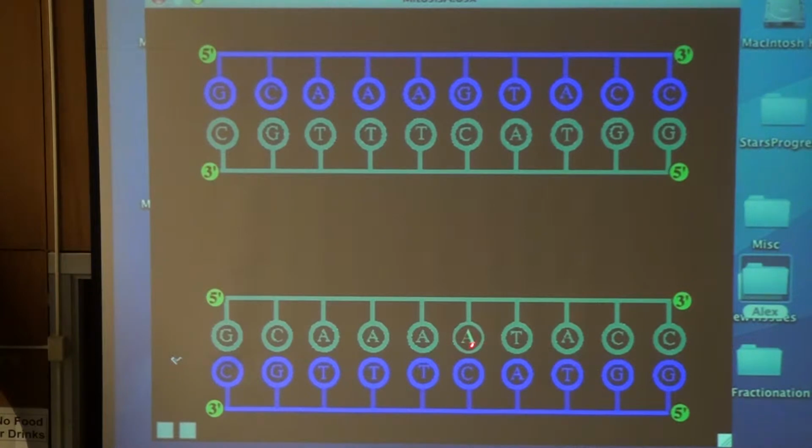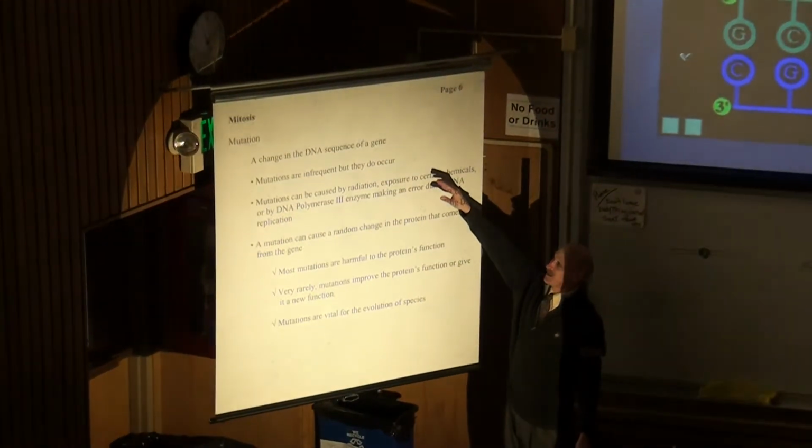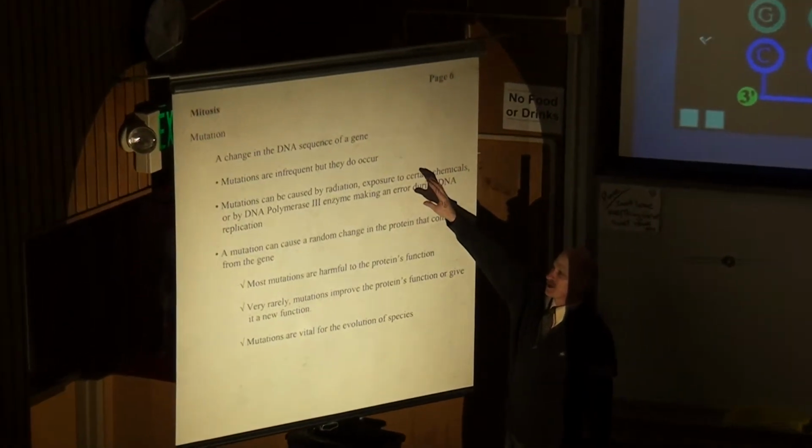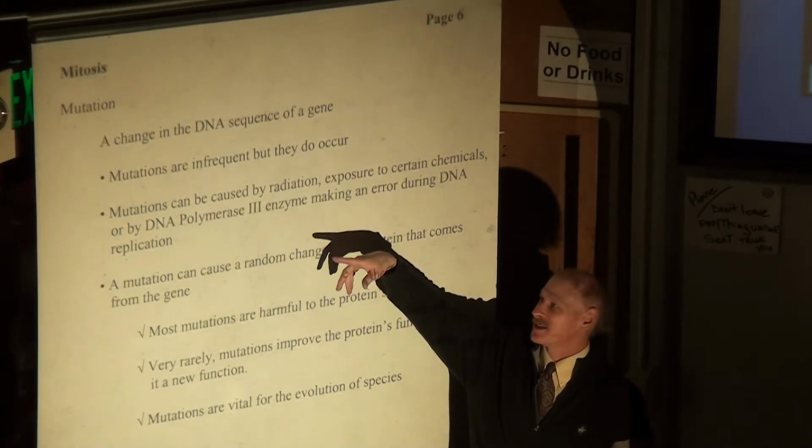But anyway, the point is that DNA polymerase III has a relatively low error rate, but it does have an error rate, so occasionally it does end up changing the sequence of the gene. And that is called a mutation. Any change in the DNA sequence of a gene is called a mutation. And they don't happen too much, but they do occur. DNA polymerase III sometimes generates some mutations when it's replicating the DNA.